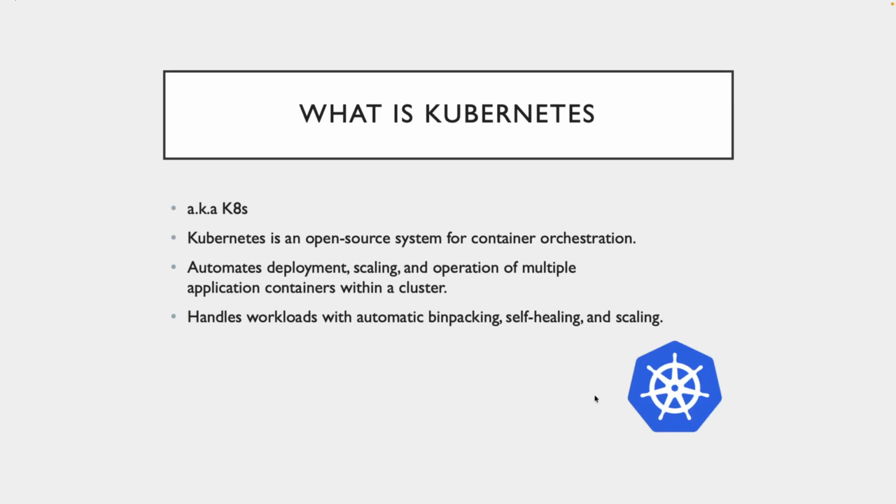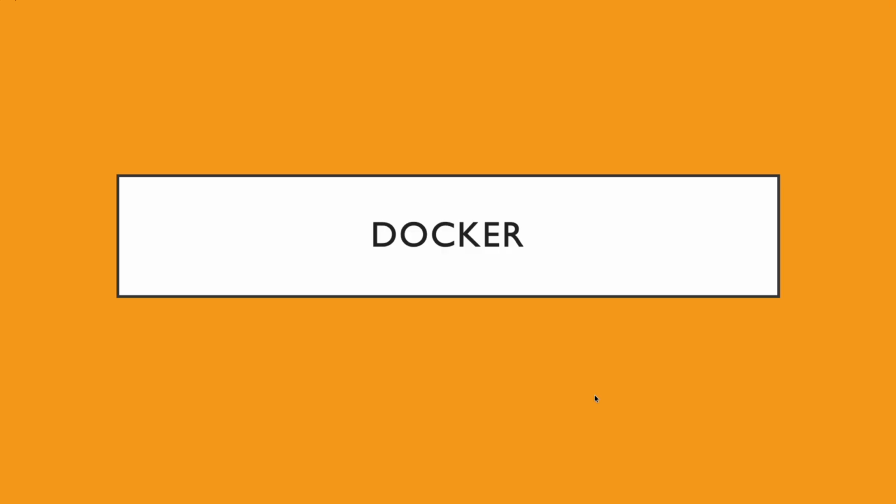And what is Kubernetes? Kubernetes is also known as K8s because there are literally eight letters between the K and the S. Kubernetes is an open source system for container orchestration. It automates the deployment, scaling, and operation of multiple application containers within the cluster. And it handles workloads with automatic bin packing, self-healing, and scaling.